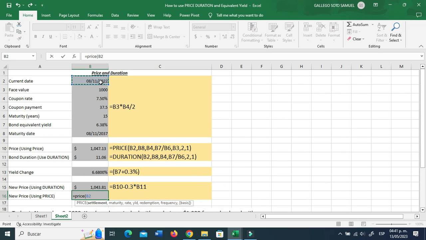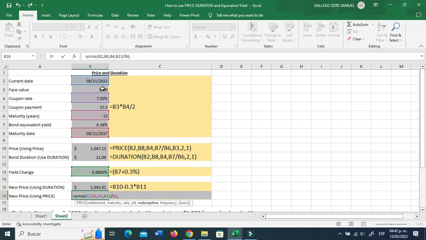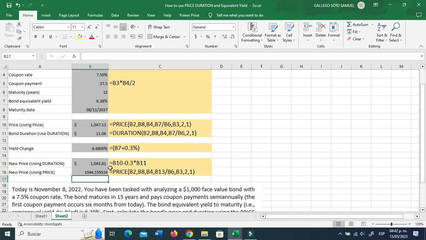So the settlement, and then the maturity, the coupon rate, the yield, which is going to be this one divided by 15. Remember, the redemption value, that's 1,000. The frequency is 2, and the basis is 1. And here we have it.